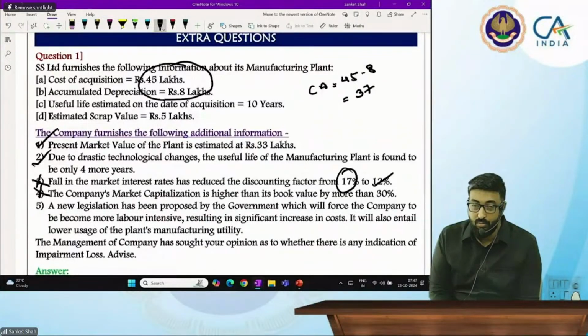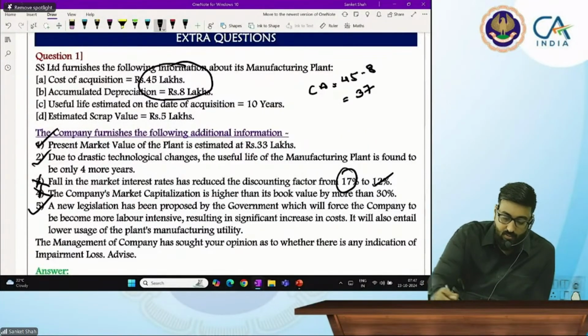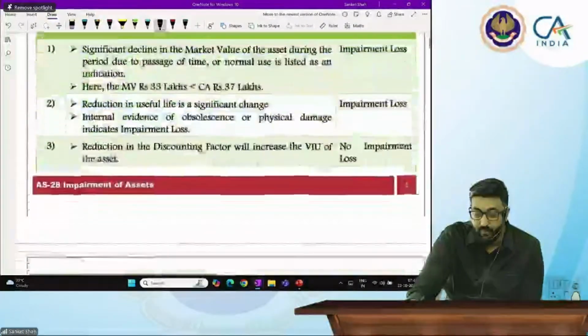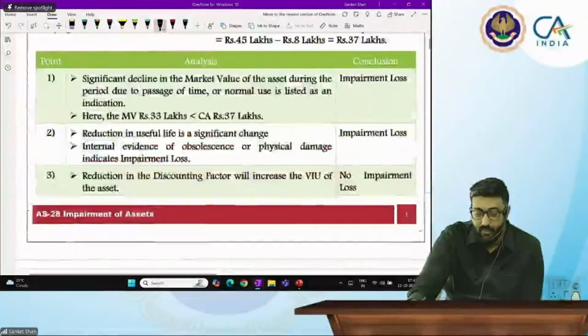It is an impairment clause only. So in how many cases will there be impairment? Three cases: first, second, and fifth. Yes. Read the answer.